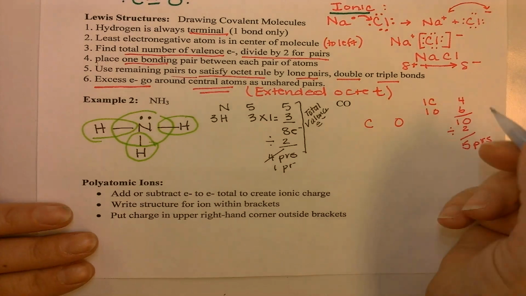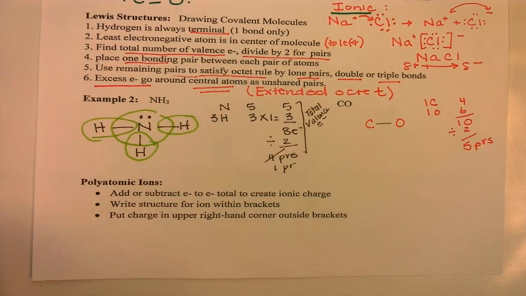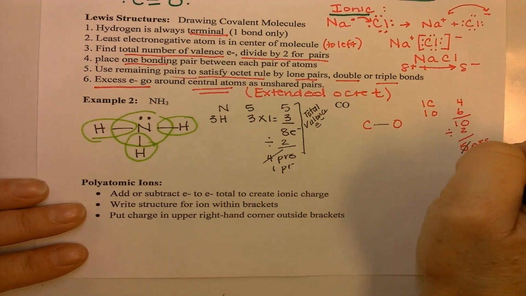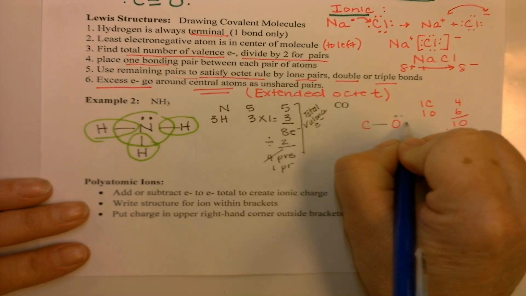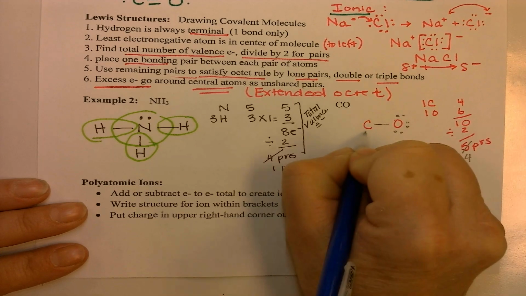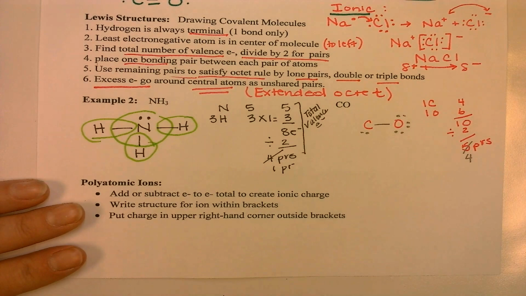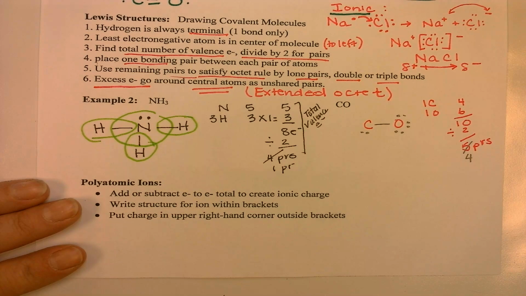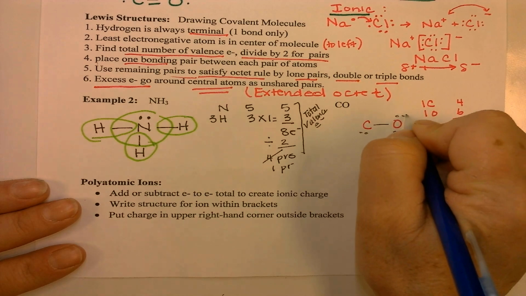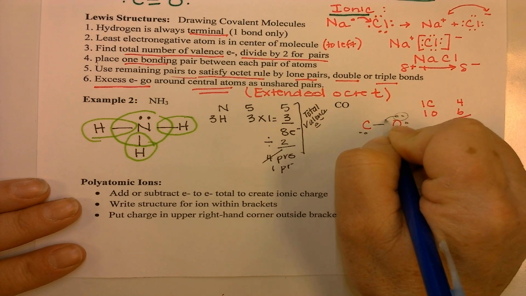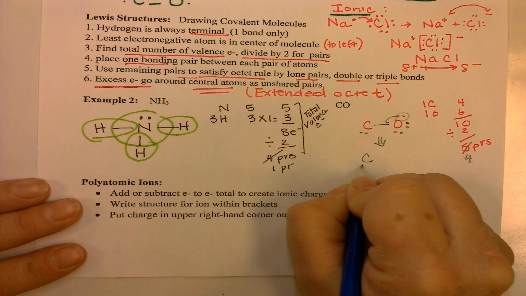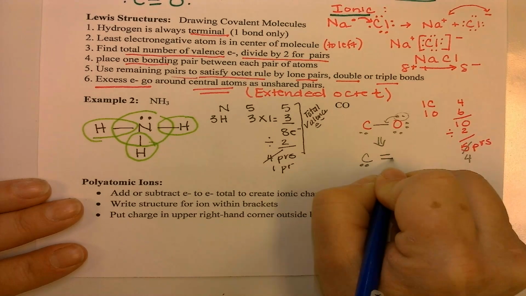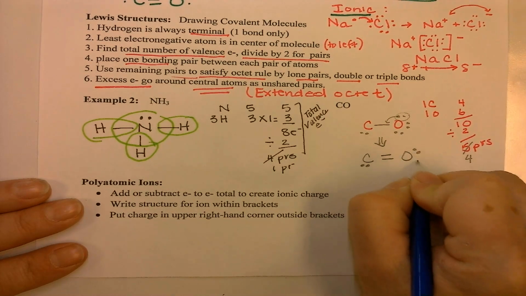So I'm going to connect. That's 1. Now I'm down to 4. Now I'll just take 4: 1, 2, 3, 4. Okay, did that work? No, it didn't work because carbon is not happy, right? So what we're going to do is take one of these and move it down here. So that's going to give me carbon with 1 pair, 2 bonds in the middle, oxygen with 2 pairs.